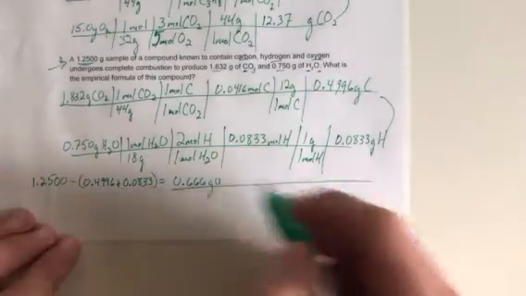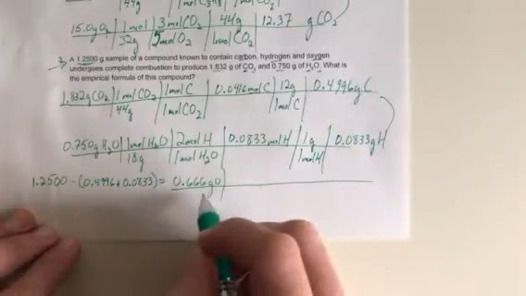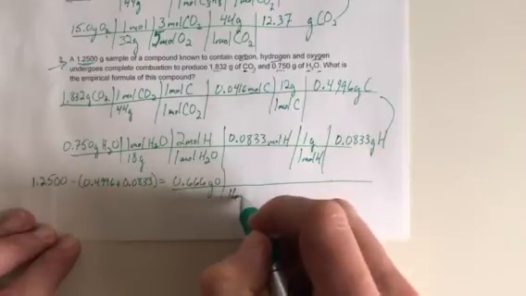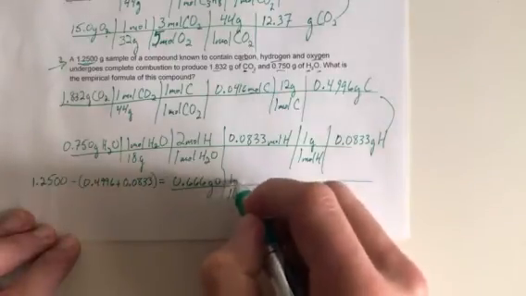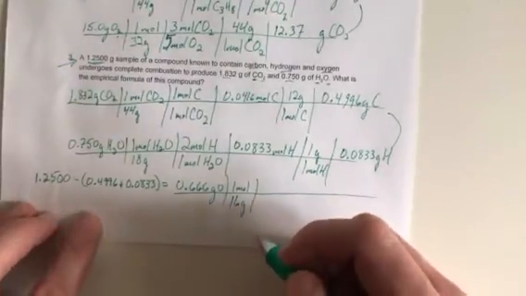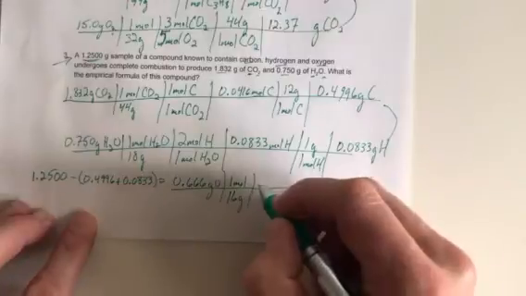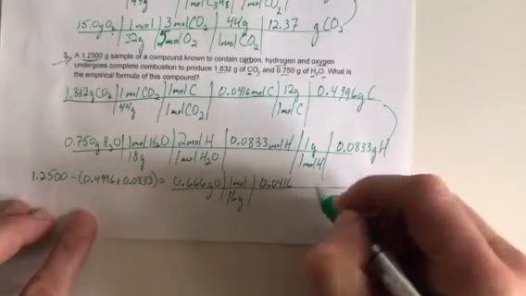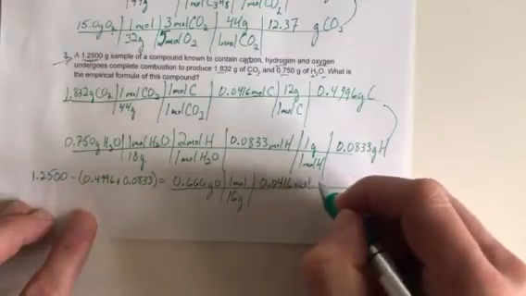Okay, then what we're going to do is convert our grams of oxygen to moles of oxygen. What's the molar mass of oxygen? Hopefully you know it's 16 grams per 1 mole. So we're going to do 0.666 divided by 16. If you do that, you come out to an answer of 0.0416 moles of oxygen.